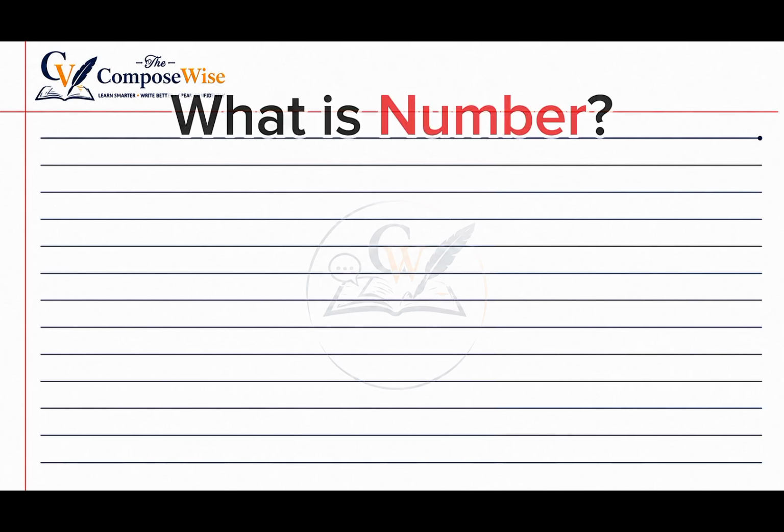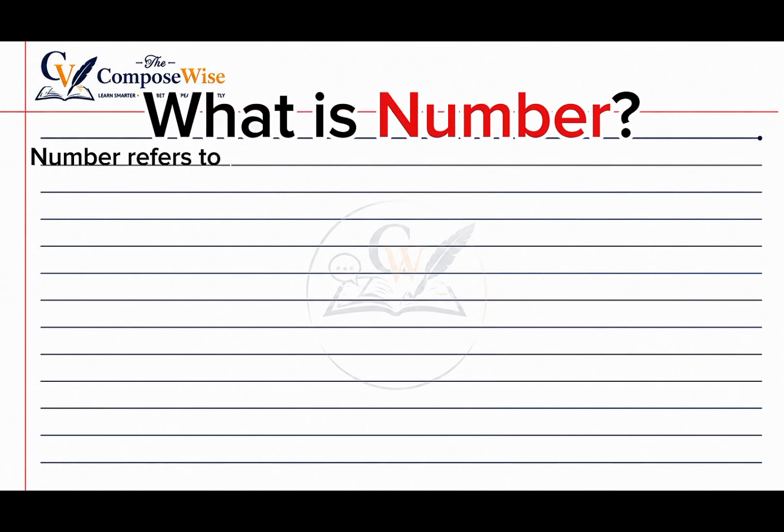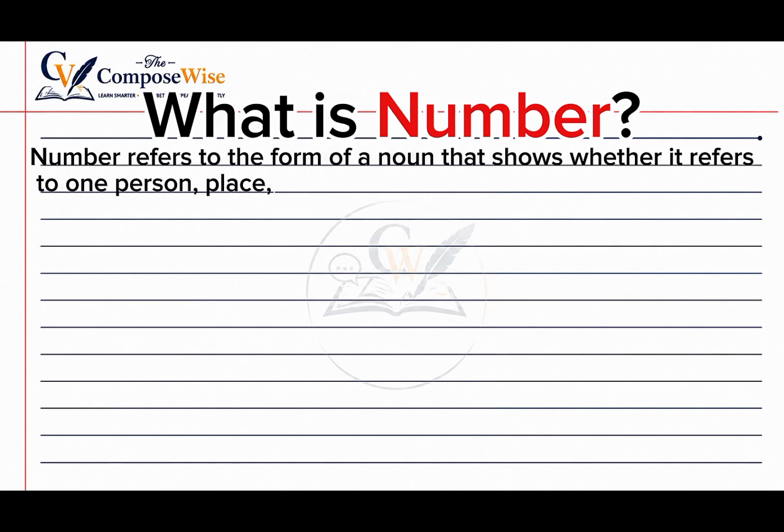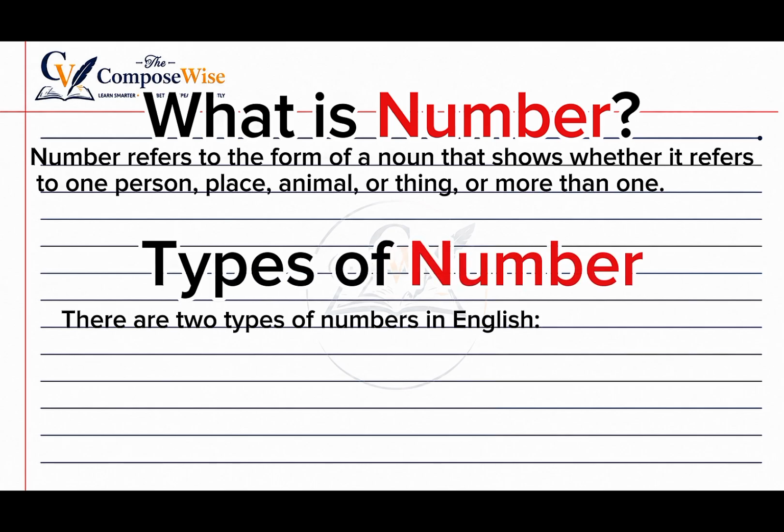So, what is number of noun? In grammar, number tells us whether a noun refers to one person, place, animal, or thing, or more than one. There are two types of numbers, singular number and plural number. Singular means one and plural means more than one.